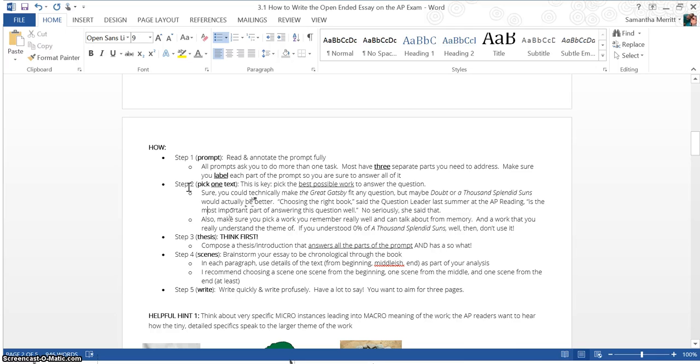Maybe you could make Zoot Suit work for all of the prompts, but is that really the best fit for the question? I don't know. You also want to make sure that you pick a work that you remember really well, that you've analyzed, and that you can talk about from memory.